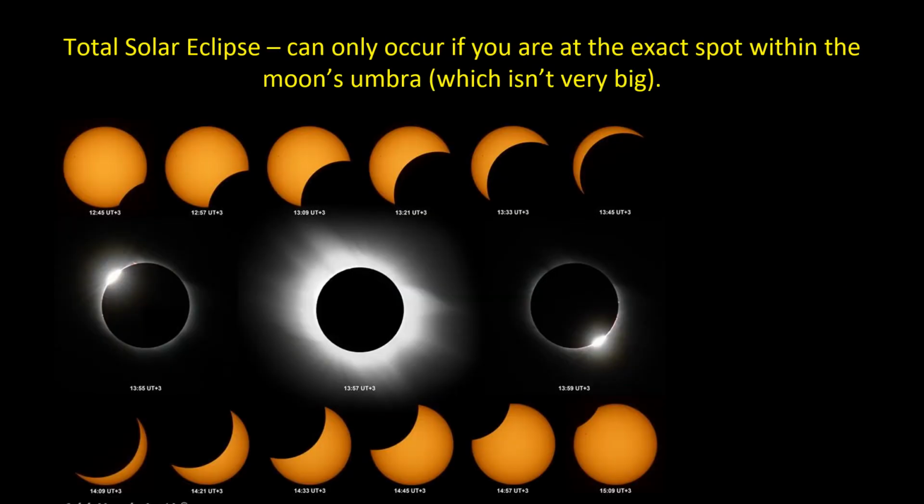Here is a picture of a total solar eclipse. The sun's rays still shine around the moon. These are very rare.